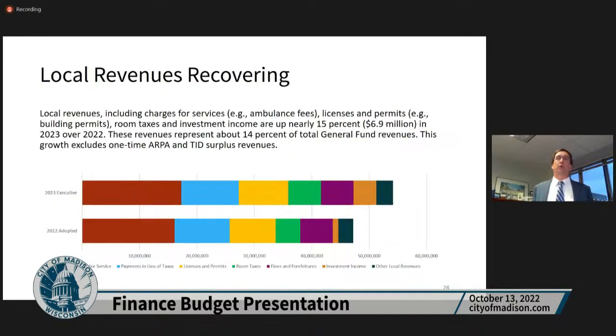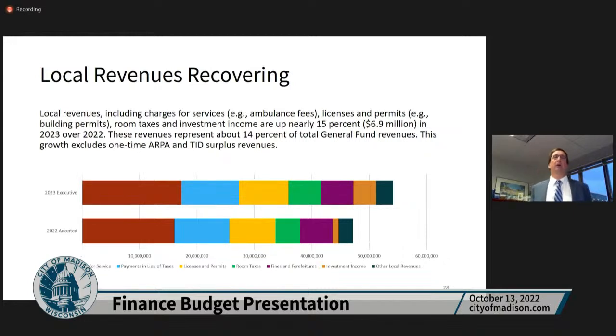So one of the areas that is helping to balance the 2023 budget is a recovery in our local revenues. And I described what those are. So charges for services like our ambulance fees, the licenses and permits like our building permits and room taxes, as well as investment income, are up almost 15% or a little under $7 million from 2022 as projected to 2023. And that really reflects the strength of Madison's local economy and its continuing recovery from the economic effects of the pandemic.